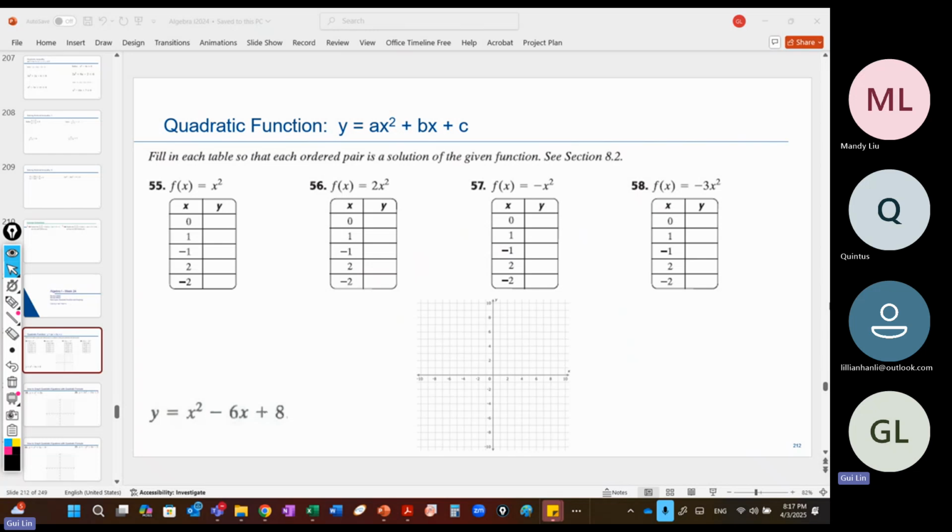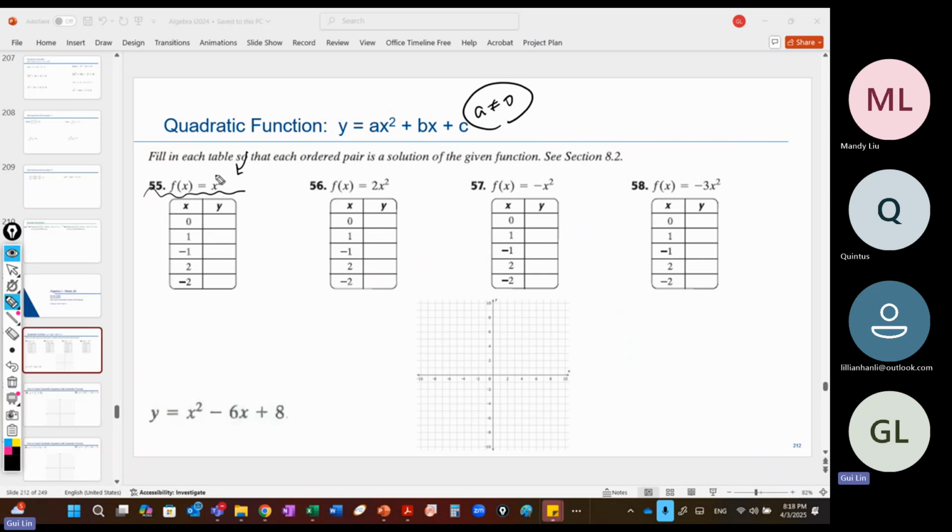Okay, so these are what we call quadratic functions. A cannot equal 0. A is not equal to 0. Right. So let's do this one. Let's make the table for this one. So when x is given, what's the y?